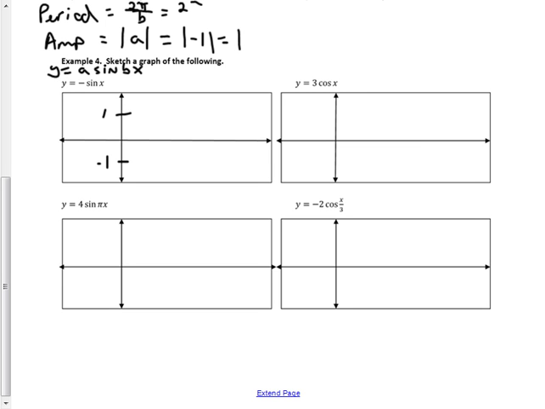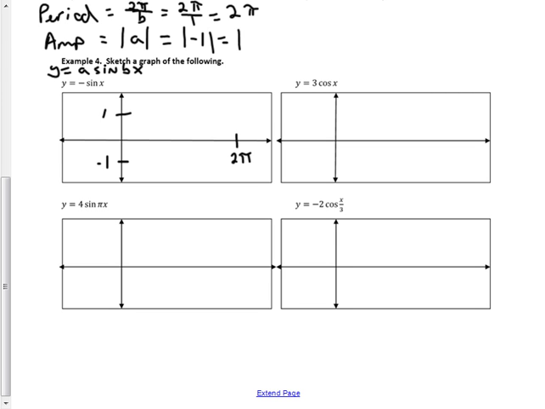The period, if you remember, was given by the expression 2 pi divided by b. In this case, I have 2 pi divided by the number in front of the x, which is 1, so that's just 2 pi. That means in 2 pi, that's going to be one cycle of the sine graph, which means I want a few other things in between here.